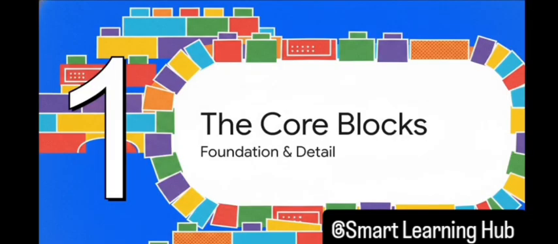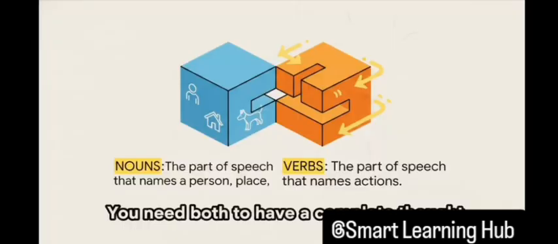Okay, every good structure needs a solid foundation, right? So, we're going to start with the 2 most essential blocks, the ones you absolutely have to make even the simplest sentence. These are the core pieces that hold everything else up. On one side, you've got nouns. These are the what of our sentence. And on the other, you've got verbs. They're the action. You really need both to have a complete thought. One names the thing, and the other gives that thing something to do.